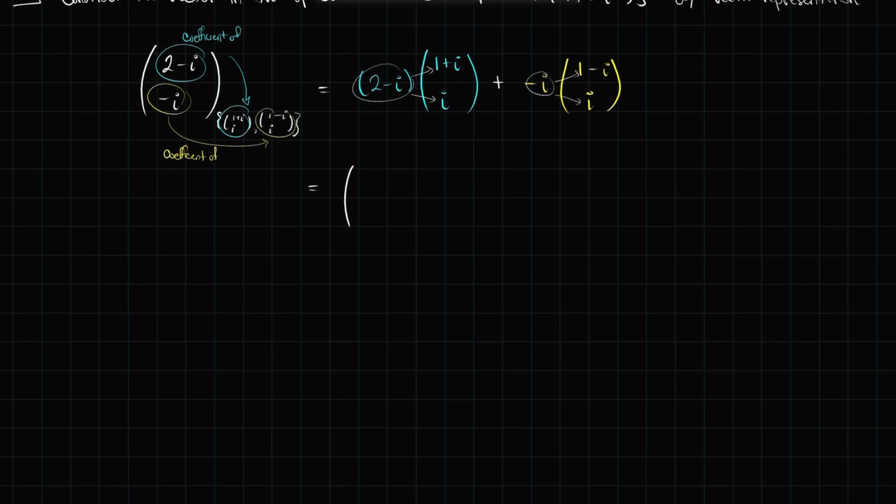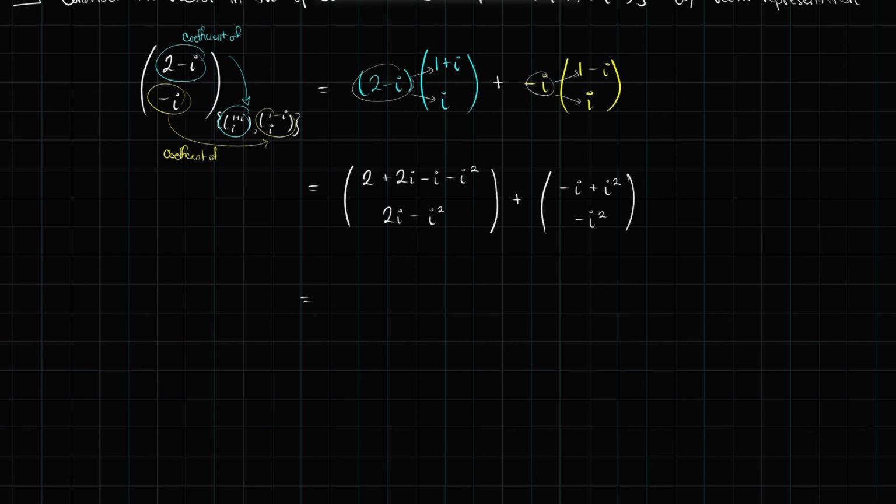When I FOIL the first case, I do first, outside, inside, last. My first gives me 2, my outside gives me plus 2i, my inside gives me minus i, and my last gives me minus i squared. Then distributing 2 minus i to the second term on the bottom, I apply both terms to the i there, and I get 2i minus i squared. For the second vector, I distribute minus i all the way across, so I get minus i plus i squared in the top entry, and a minus i squared in the second entry.